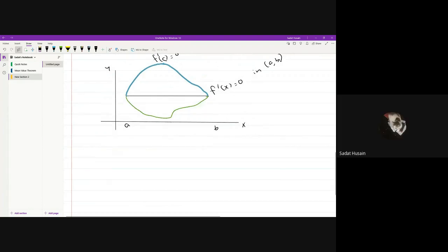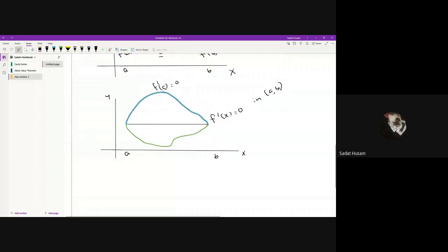All right. Actually, so if you look at this path, f prime c equals 0. Actually, let's call this some other point d, right? For this green path as well. So it makes sense, right? Okay, we can give another example.